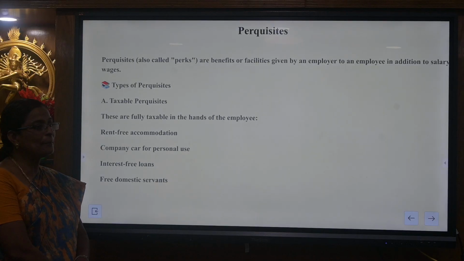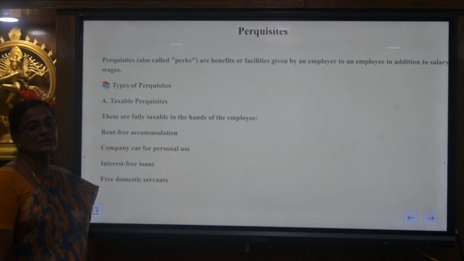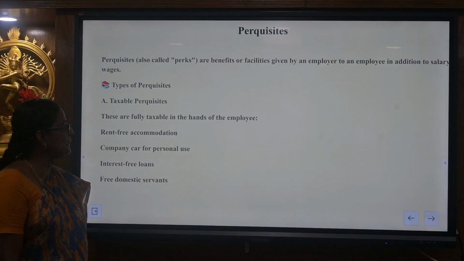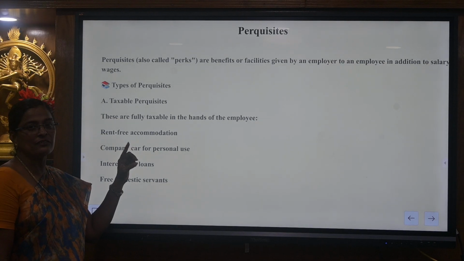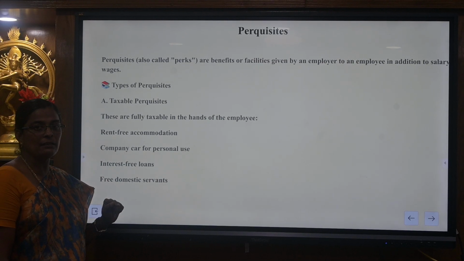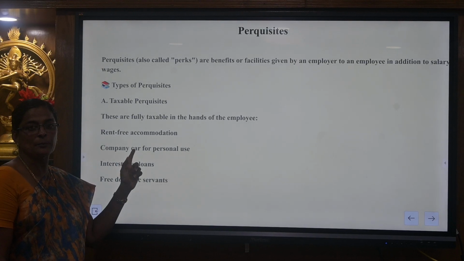The perquisites can be classified into three: fully taxable perquisites, partially taxable perquisites, and fully exempted perquisites. The fully taxable perquisites consist of rent-free accommodation. This rent-free accommodation is the accommodation provided to the employee if he is posted in other places of the city. It is termed as rent-free accommodation.